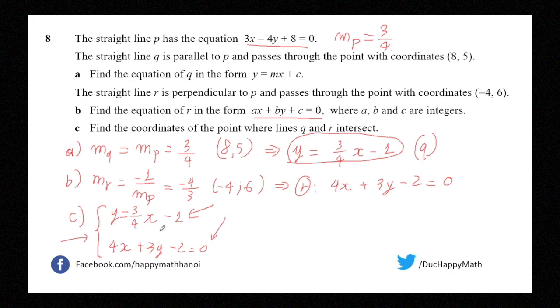Okay, so quite easy. I will substitute the value of y from equation 1 into equation 2. So after that you got 4x plus 3 times 3 over 4 x minus 1, minus 2 equals 0. So you got a denominator of 4, so I multiply by 4 on both sides of the equation.